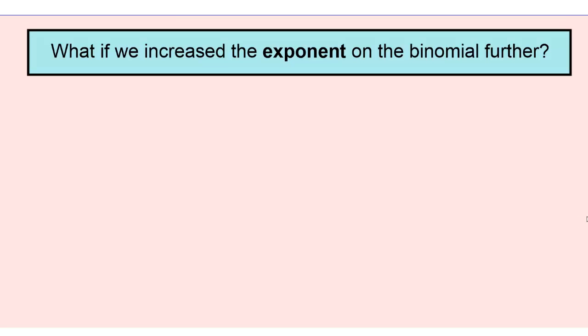So what happens now if we want to increase the exponent on the binomial further? We've seen squared and we've seen cubed. What happens when we now want to look at a plus b to the exponent 4? Well, here's what the expansion would look like. a to the exponent 4 plus 4a cubed b plus 6a squared b squared plus 4ab cubed plus b to the exponent 4.